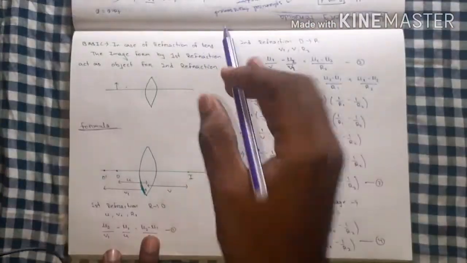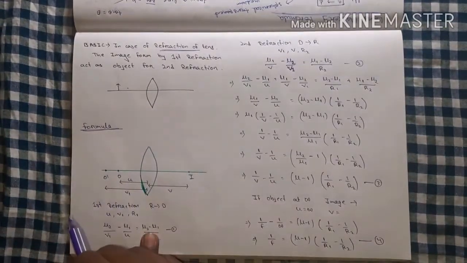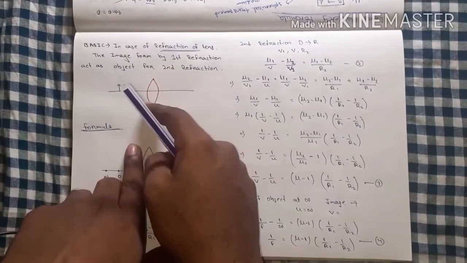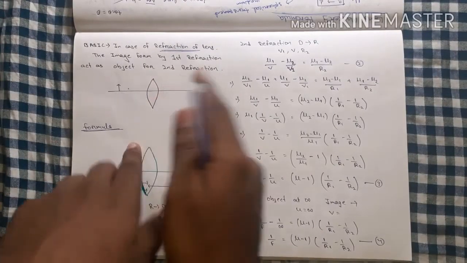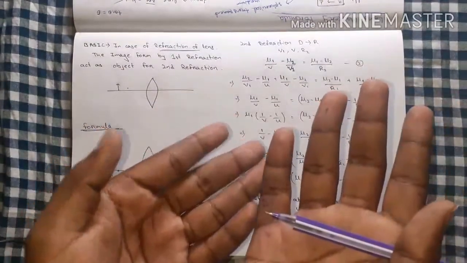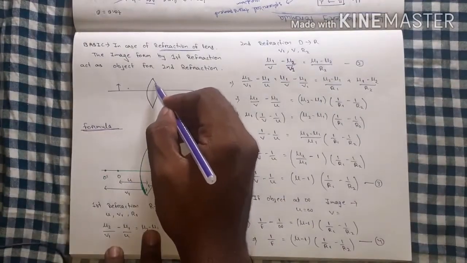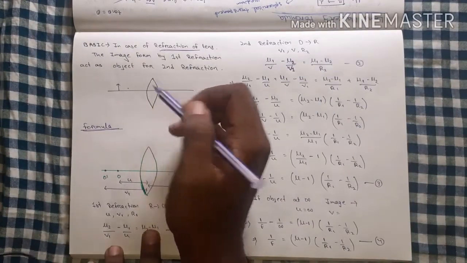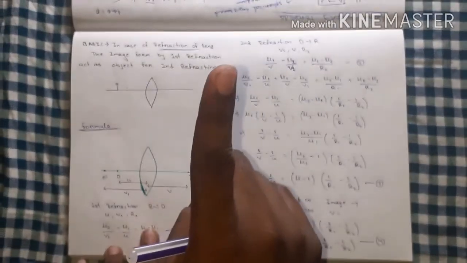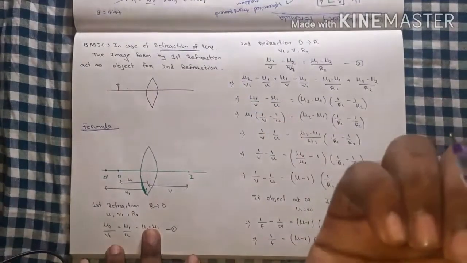In case of a lens, where refraction occurs, listen, what does a lens mean? It is made of spherical surfaces. If I join two spherical surfaces, it will form a lens. Yes or no? Then due to two spherical surfaces, there will be two refractions. Every surface has one refraction.